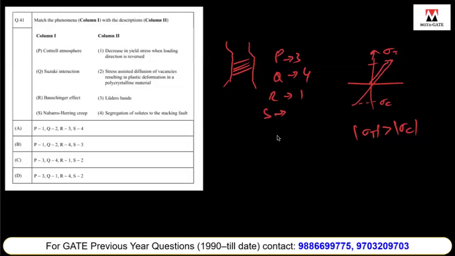Nabarro-Herring creep is the stress assisted by diffusion of vacancies in the plastic deformation of a polycrystalline material. It's a type of creep which happens at high stresses, high temperature, and with low grain size, and with high grain size, means coarse grain size. So 3412.